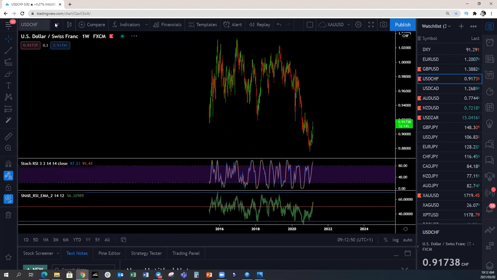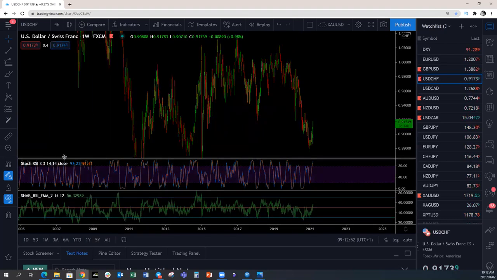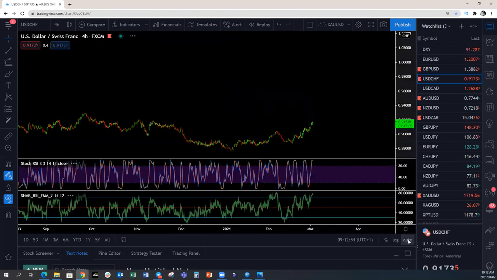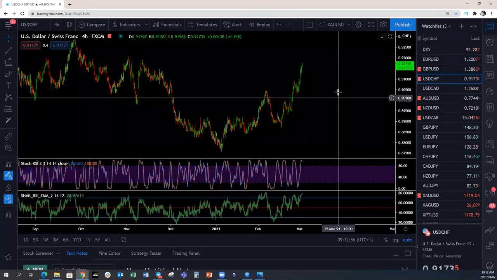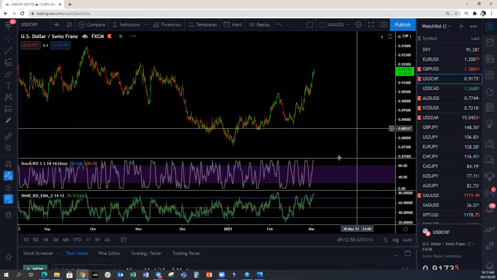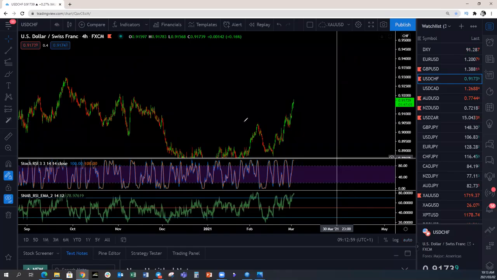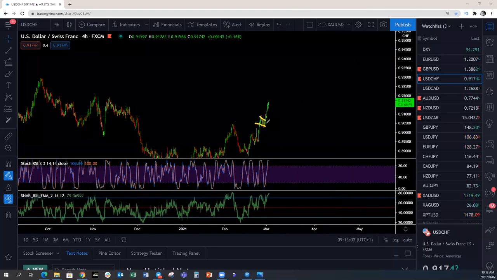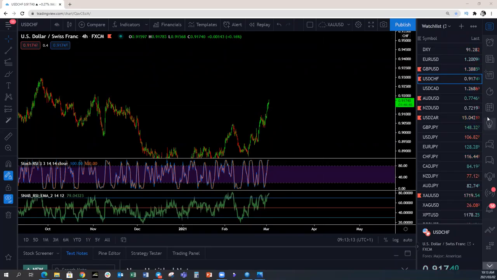Let me go to the lower time frame. I didn't show you the lower time frame on the US dollar chief. So on the lower time frame, this is still pushing up higher. We saw this continuation to the upside on Sunday. It is still pushing up higher. I don't see any signs of reversal. There's no divergence on the RSI and the price. They're doing the same thing. So we may still see some further upside here on US dollar chief.